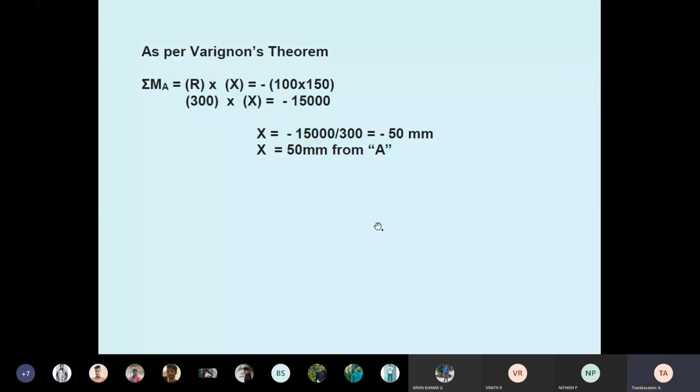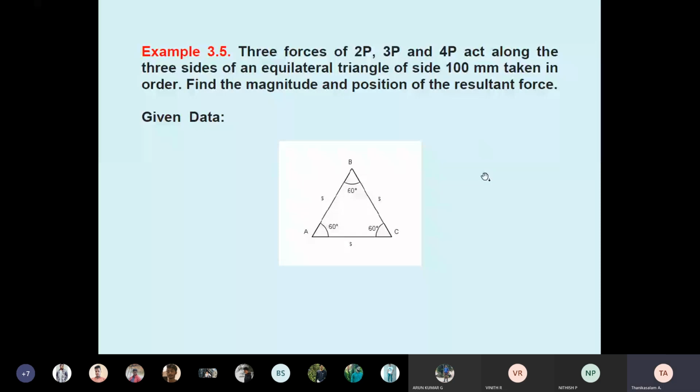Okay. I am going to next problem. Nitish, can you read this problem? Yes, sir. Three forces of 2P, 3P, and 4P act along the three sides of an equilateral triangle of side 100 millimeter taken in order. Find the magnitude and position of the resultant force.